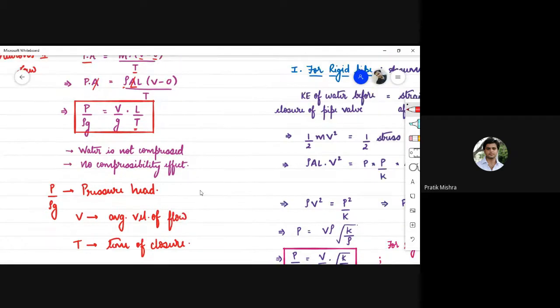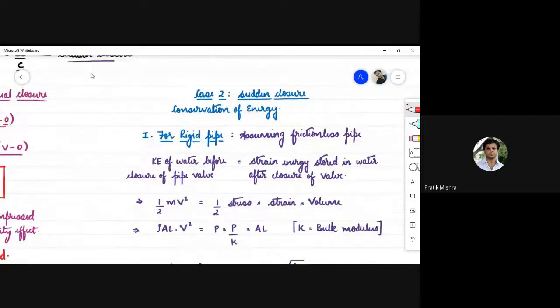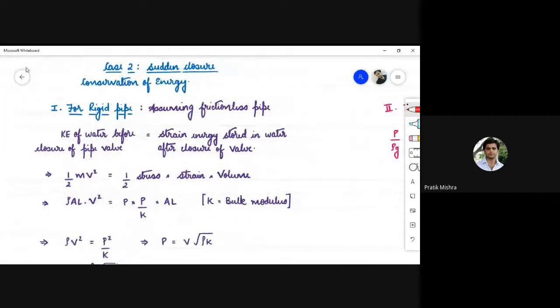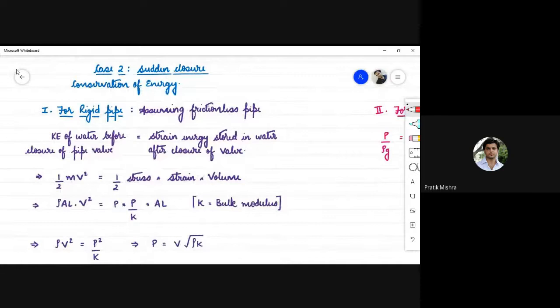Case 2, if the closure is a sudden closure. For sudden closure of a valve, we can say that it is an impact kind of a thing. A huge impact is caused because of the sudden closure of the valve. For that, we can't use Newton's second law and we go for the law of conservation of energy. In order to calculate the pressure head, we will use the law of conservation of energy.